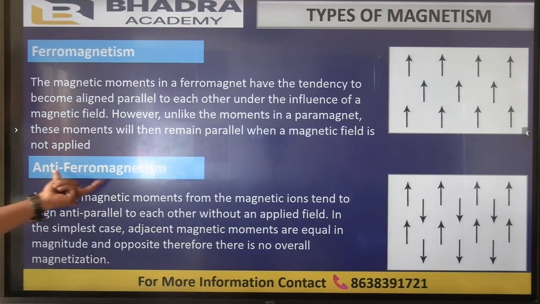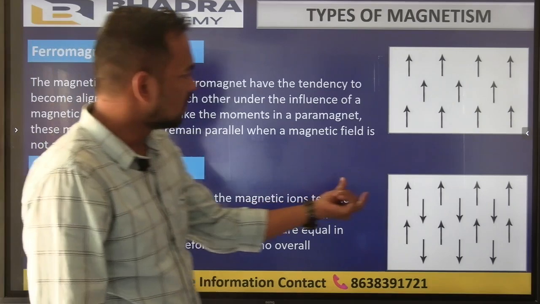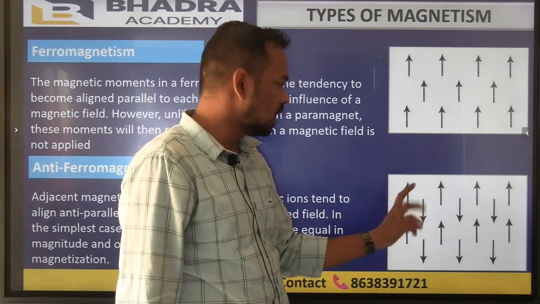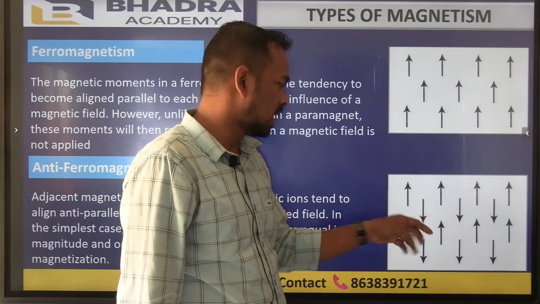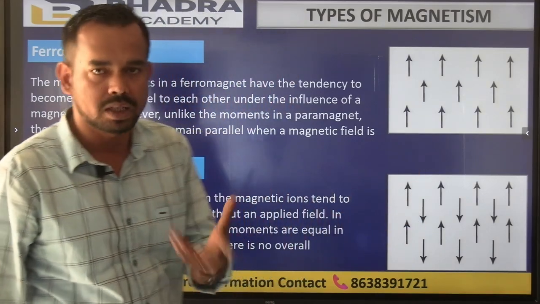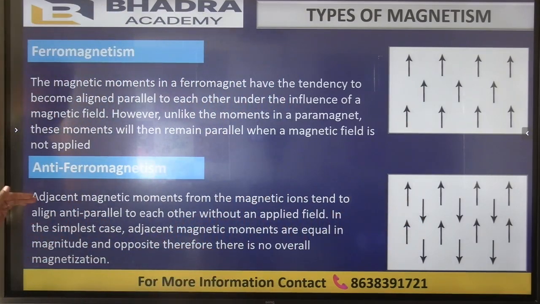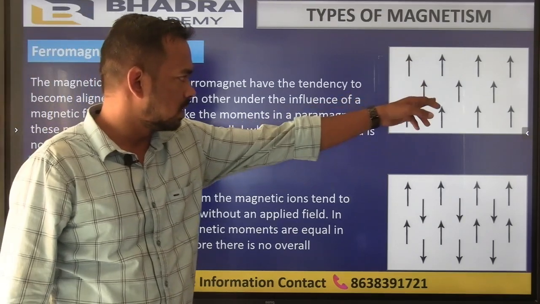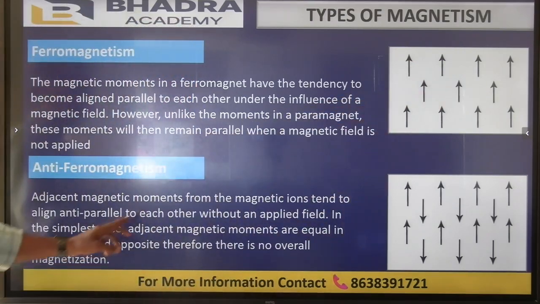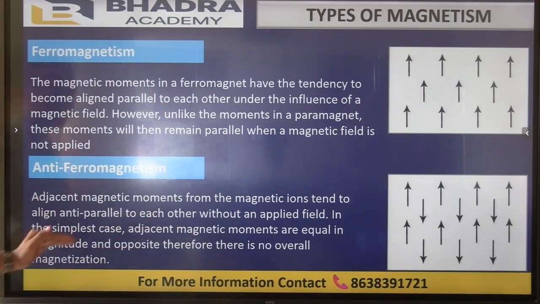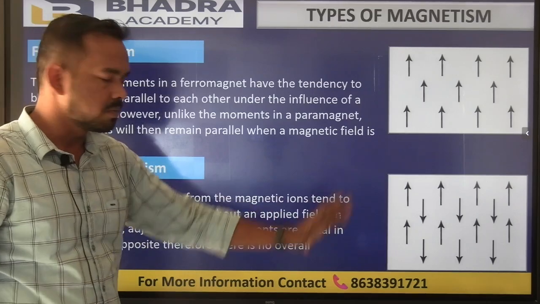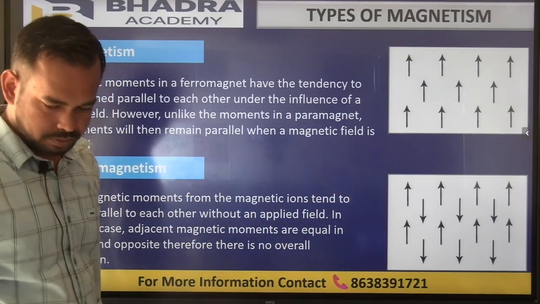Then it is antiferromagnetism. Since there is "anti", it is the opposite of ferromagnetism. Here the magnetic moments are equally oriented in opposite directions, and finally you have net zero magnetism. All the magnetic moments of the magnetic ions are aligned anti-parallel to each other. In ferromagnetism every magnetic moment was parallel, but here it is anti-parallel, and therefore the net magnetism becomes zero.